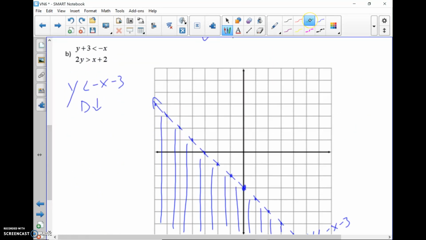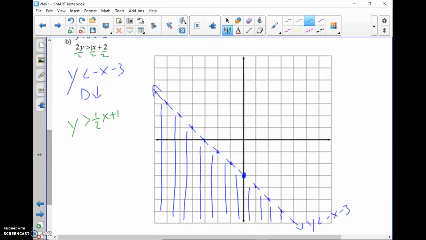The second one, again, I'll switch over to green. I'm going to have to divide everything in here by 2. Now that's going to make a y. This was a greater than sign. It still is a greater than sign. I only flip that inequality if I divide by a negative, but I'm dividing by positive 2. So I'm not going to change that sign. x over 2 is 1x over 2, so it's going to be a slope of a half x, and the 2 over 2 is 1.